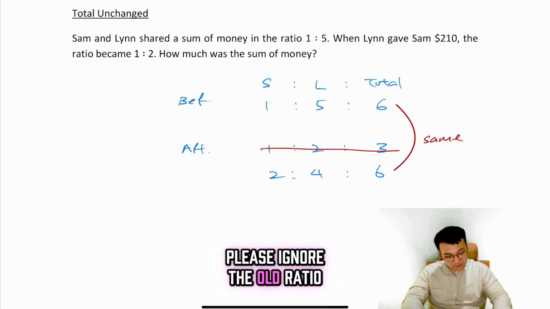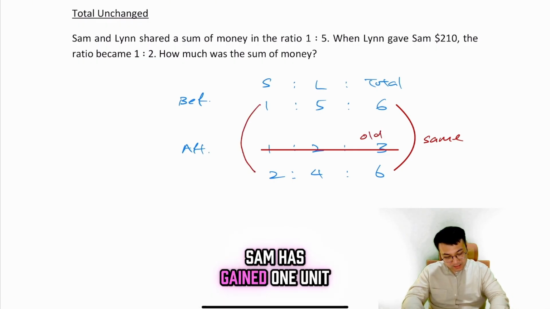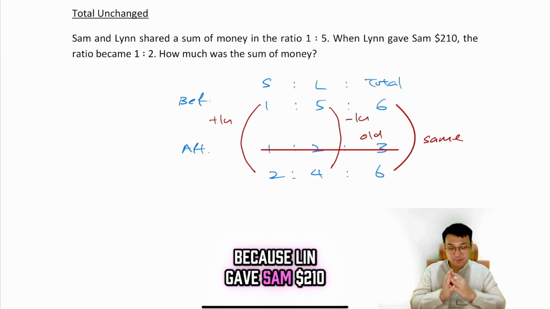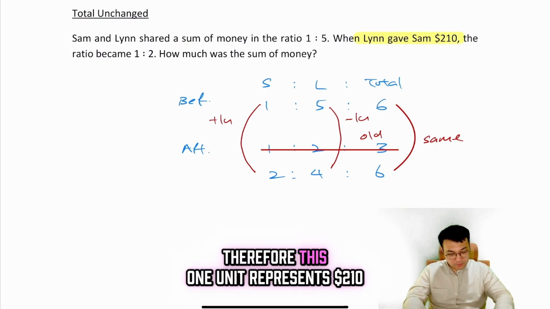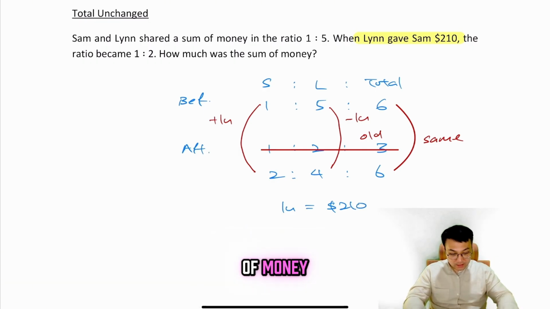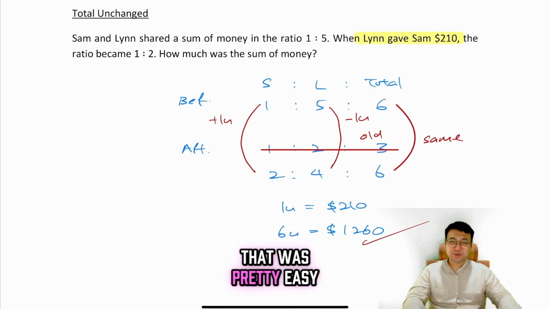Now the total is the same. Please ignore the old ratio. You don't want to get confused by it, okay? Sam has gained 1 unit. Lynn has lost 1 unit. Why? Because Lynn gave Sam $210. Therefore, this 1 unit represents $210. And how much was the sum of money? What is the total sum of money? 6 units, which will be $1,260. That was pretty easy.